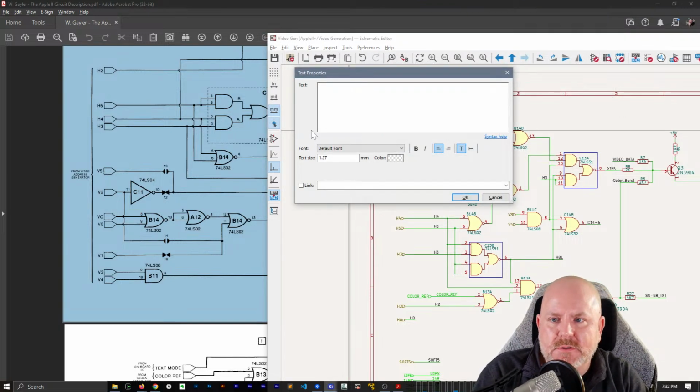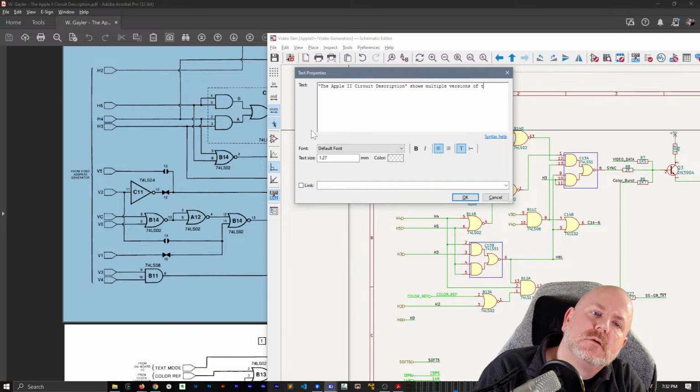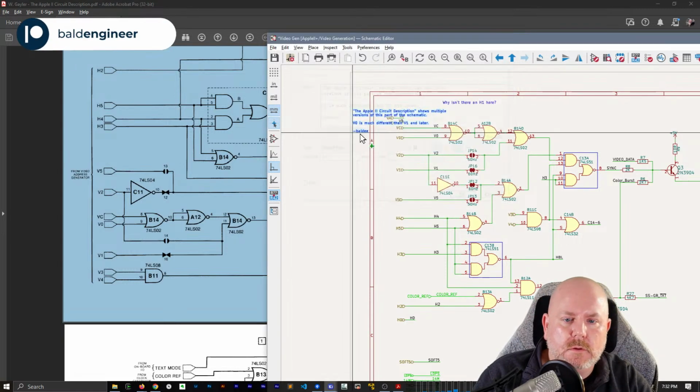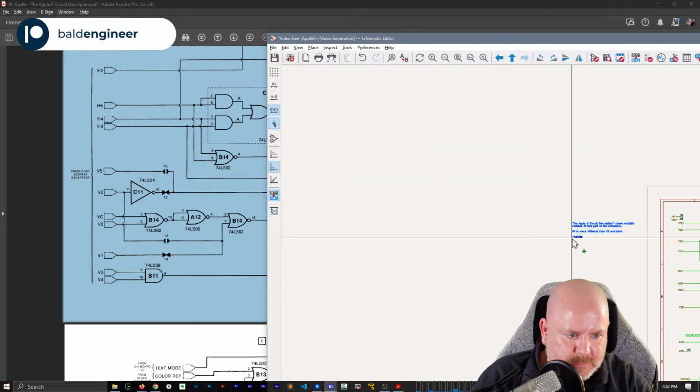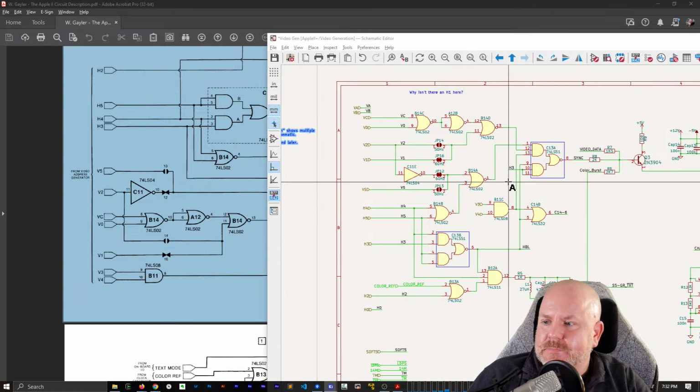I'm going to add a note in here. So, all right. Okay, I'm just going to put a note in here just because I'm not going to remember that in the future.